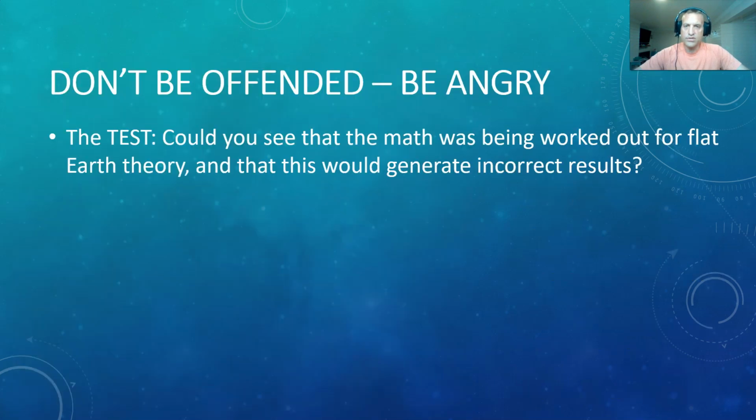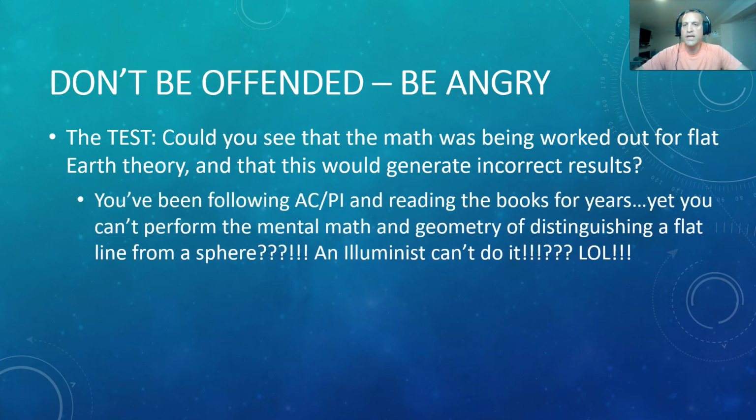Okay, so don't be offended, be angry. The test: could you see that the math was being worked out for flat earth theory and that this is what would generate incorrect results? Like I said, you've been following AC, Armageddon Conspiracy, Pythagorean Illuminism, reading the God series books of Mike Hockney, calling yourself an Illuminist for 10 years, yet you can't perform the mental math and geometry of distinguishing a flat line from a sphere. An Illuminist can't do that? Give me a break.